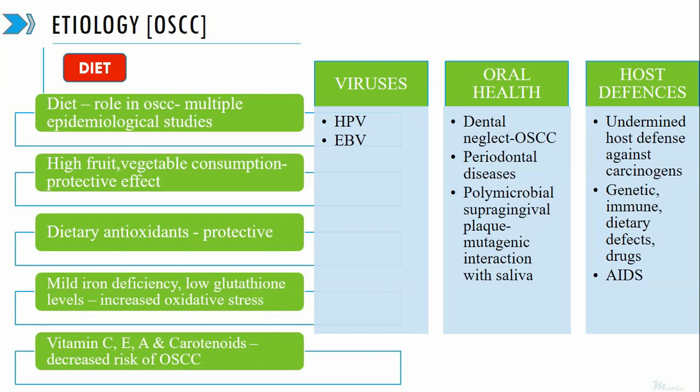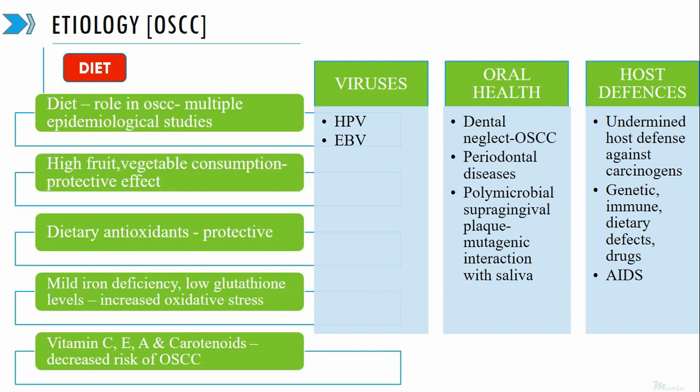In addition to diet, other factors are also involved in OSCC formation. Viruses: we have already discussed the role of human papilloma viruses in various benign epithelial lesions. Certain strains of the human papilloma viruses are also discussed in relation to the development of oral squamous cell carcinoma. Epstein-Barr virus is another virus which is associated with malignancies like nasopharyngeal carcinoma and Burkitt's lymphoma.